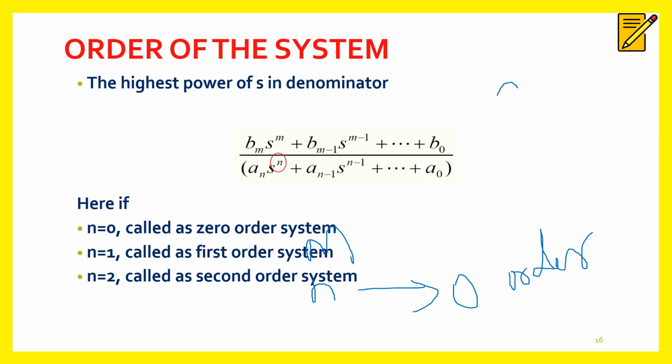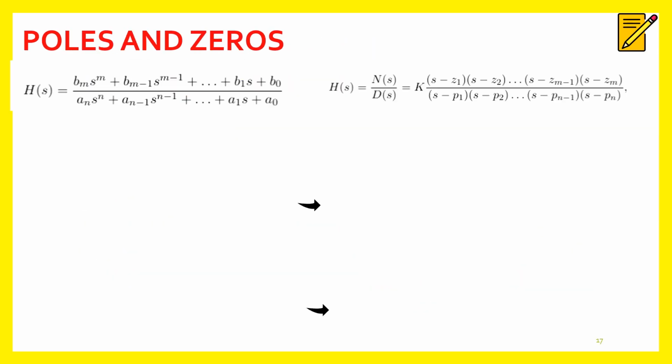What is the necessity to discuss the order of the system? Order decides the stability of the system. When the order increases, the complexity of the system also increases and the instability problem will also increase. So the order is an important term. The second term we are going to discuss is poles and zeros.